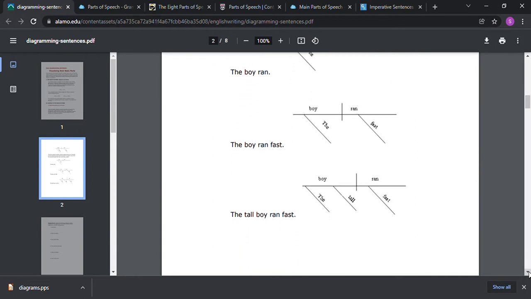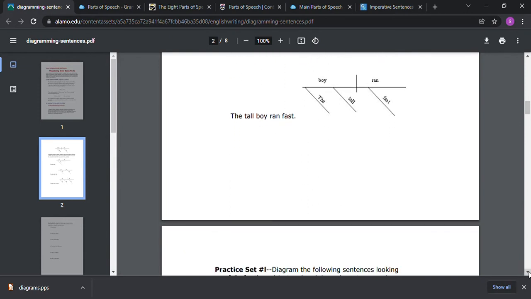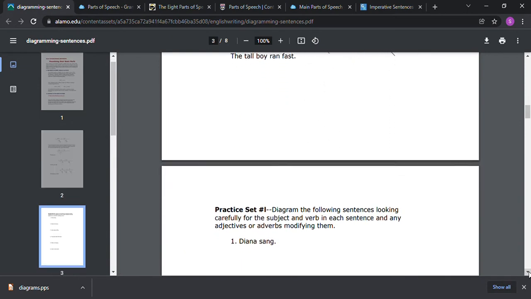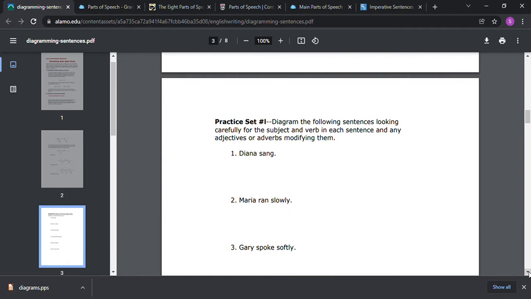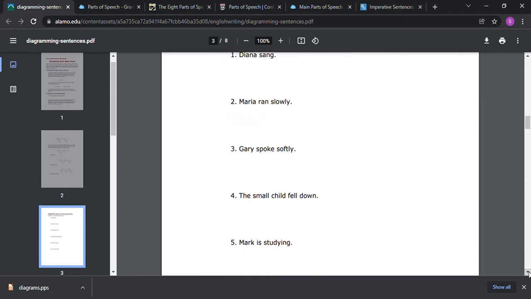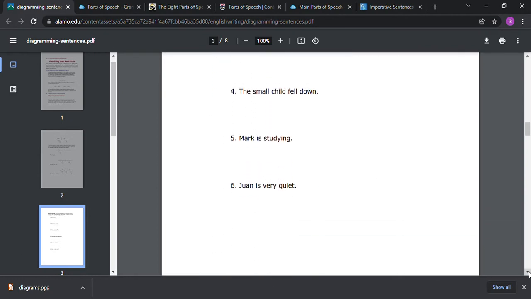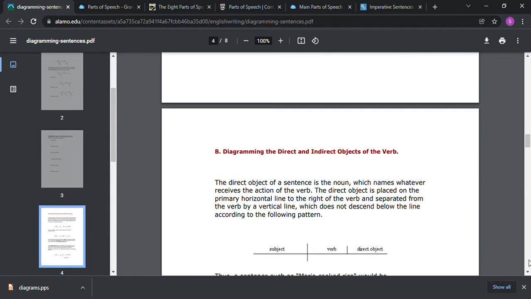And you can read more about this right here. And I will scroll down. I may not read it all, but I might read some more. So it gives you a practice set to diagram the following sentences, looking carefully for the subject and verb in each sentence and any adjectives or adverbs that might modify them. So you could have your students do this, and then you could check to see if they got it right.